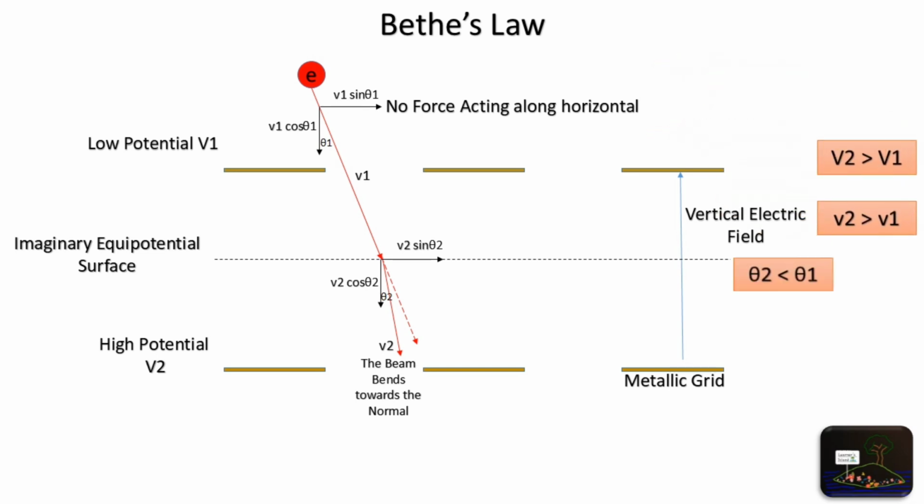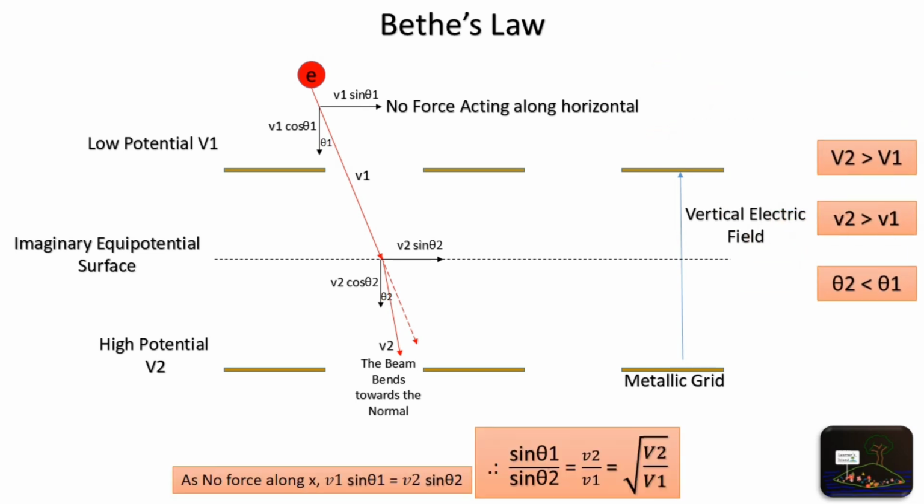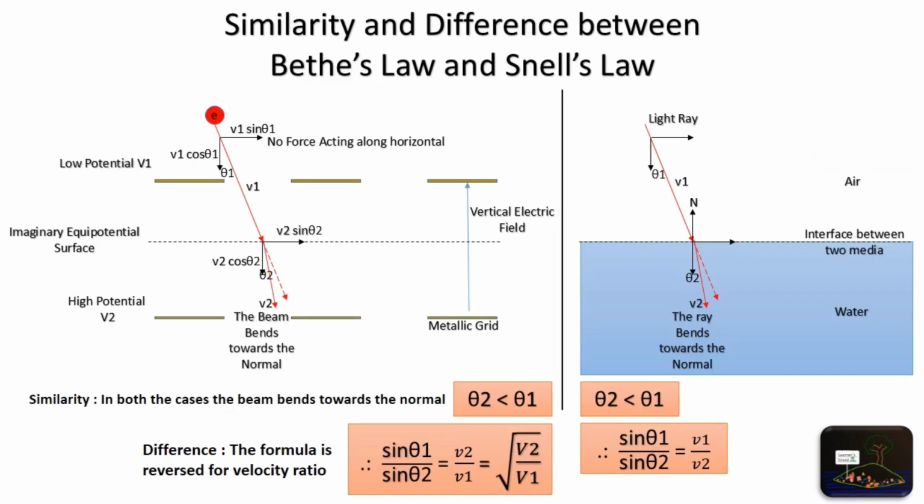Let's now talk about the similarity and difference between Bethe's law and Snell's law. Similarity is, in both the cases, the beams bend towards the normal, while the difference is in the formula. The right-hand side has reversed velocity ratios.